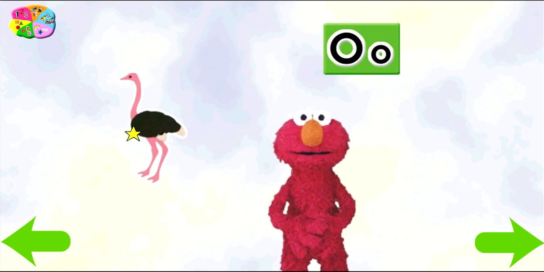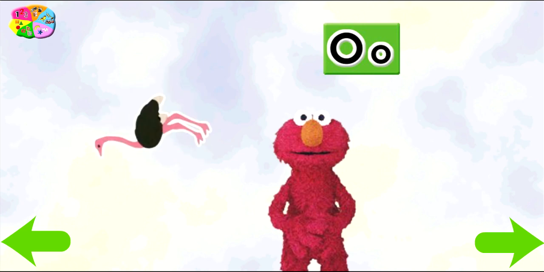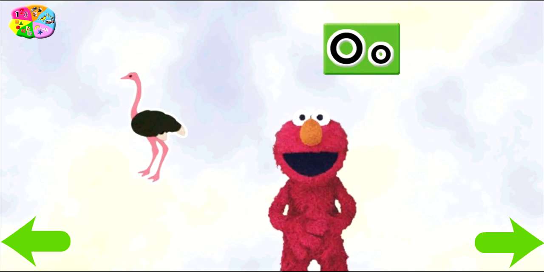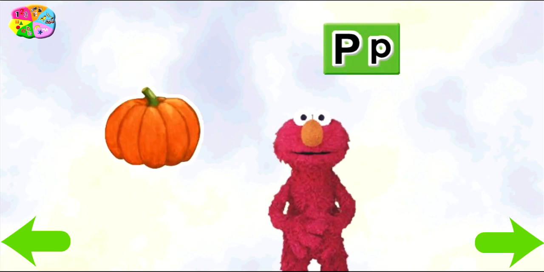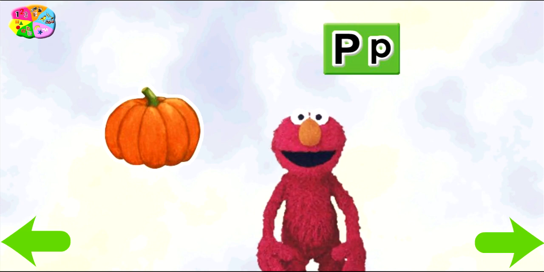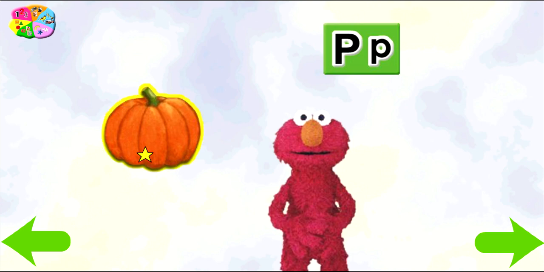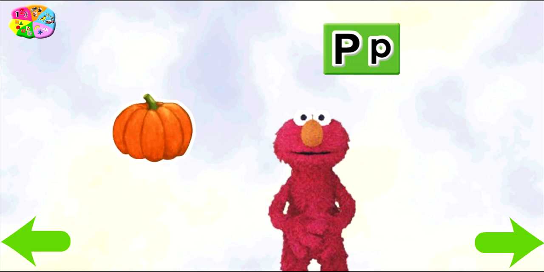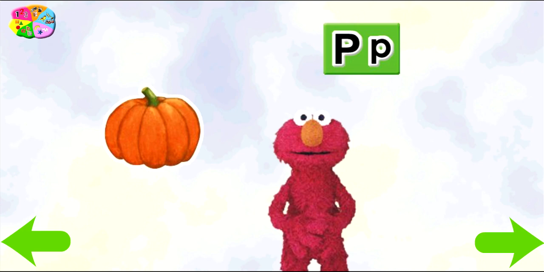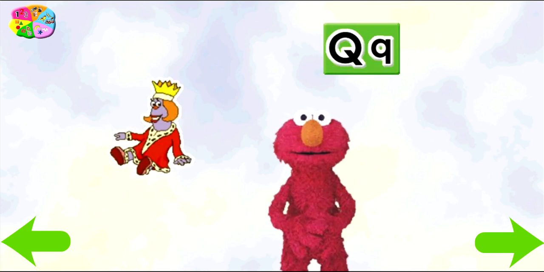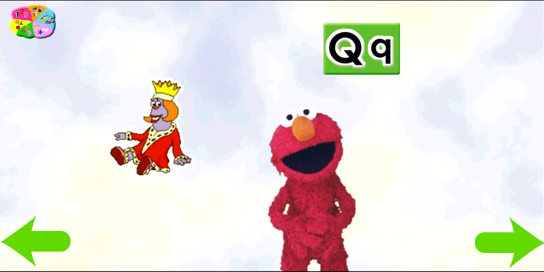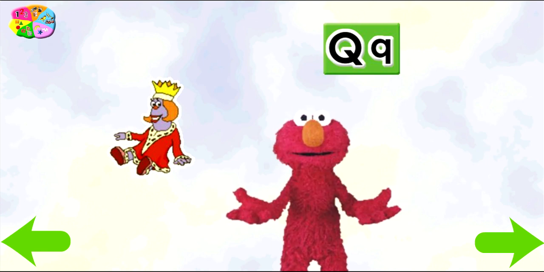O. Here's a thing that starts with the next letter of the alphabet. Ostrich. Ostrich. O. Ah. Ostrich. P. Here's a thing that starts with the next letter of the alphabet. Pumpkin. Pumpkin. P. Pa. Pumpkin.